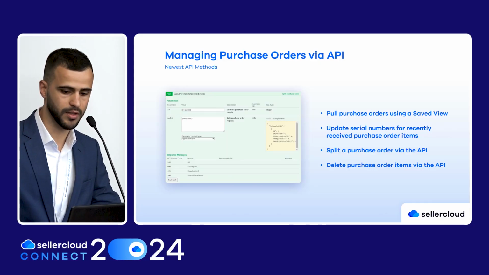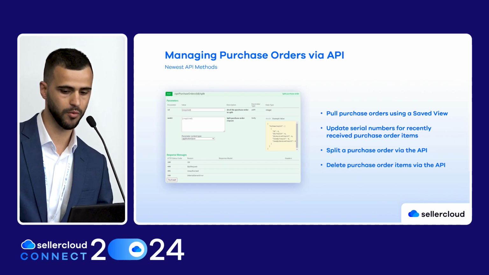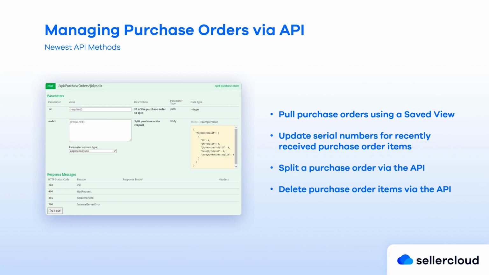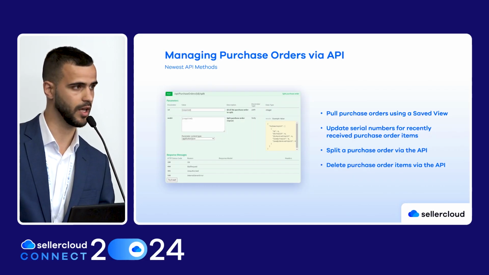We've also added several endpoints for managing purchase orders via API. You can now pull purchase orders using a saved view. You can also update serial numbers to recently received purchase orders, as well as split the purchase orders via API. And lastly, you can also delete purchase order items via the API.